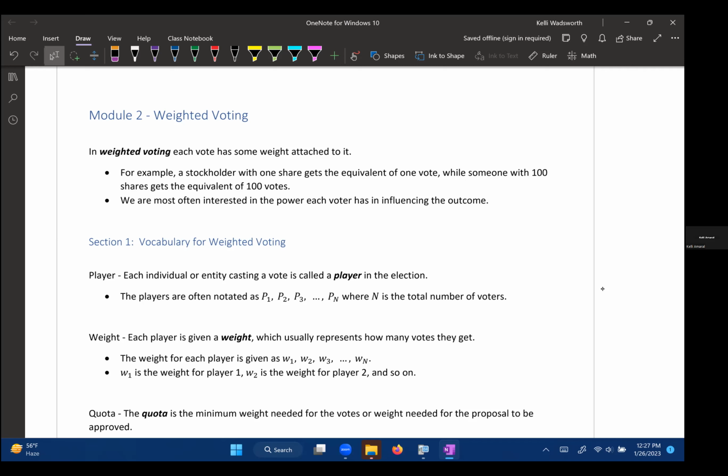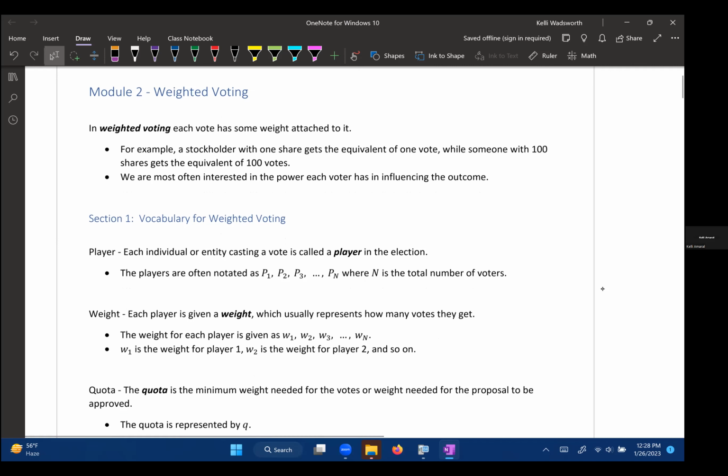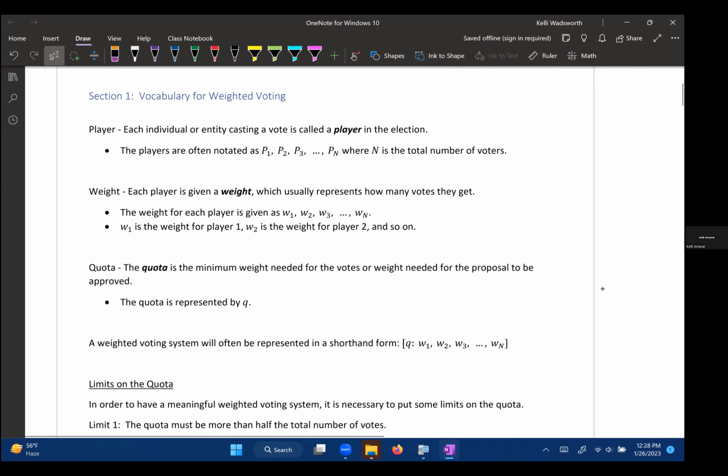We're also going to talk about how the power works out in these weighted voting systems. We'll have a whole section on power. We have interesting ways of defining power. All right, so let's do some vocabulary.